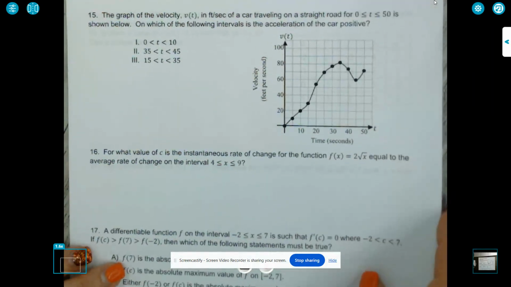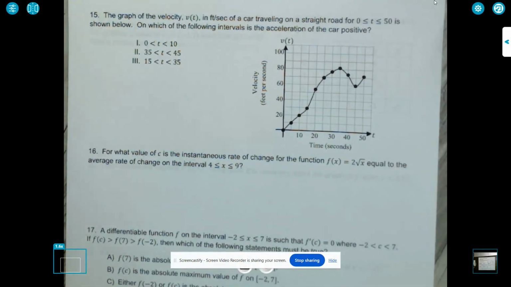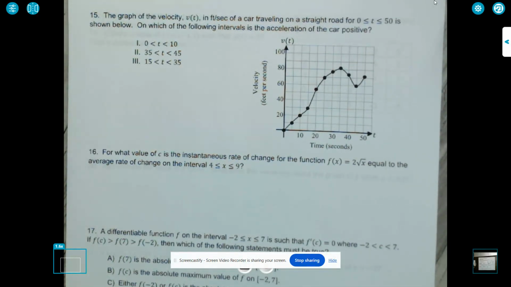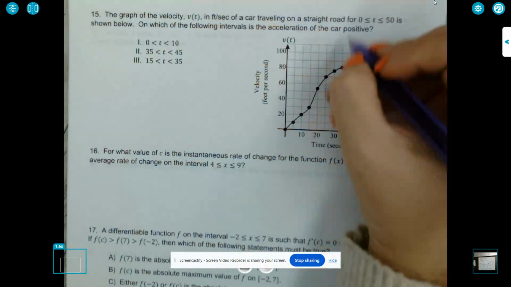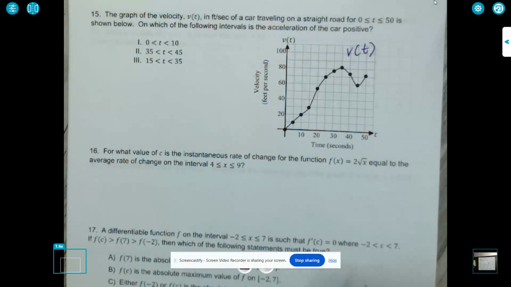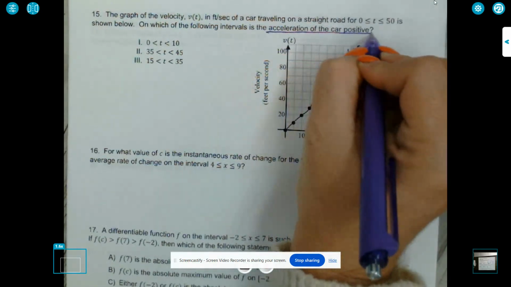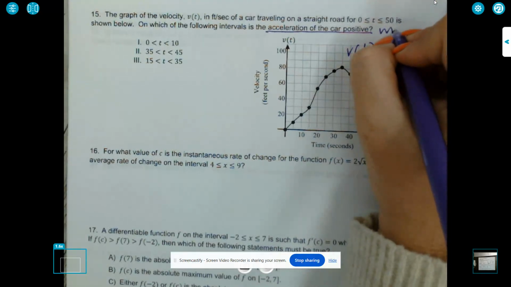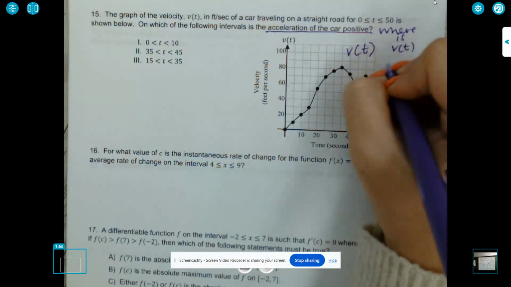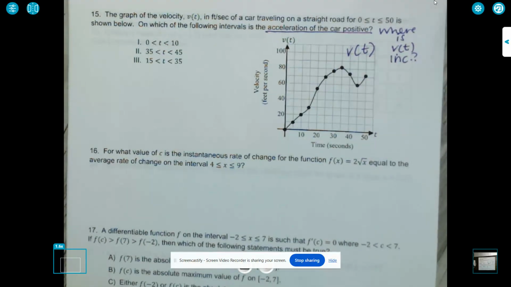Okay. All right, number 15. The graph of velocity, v of t, in feet per second of a car traveling on a straight road, for t between 0 and 50 is shown below. On which of the following intervals is the acceleration of the car positive? Okay, so again, this is our velocity that's graphed. So acceleration of the car is positive. We want to know where our velocity is increasing.